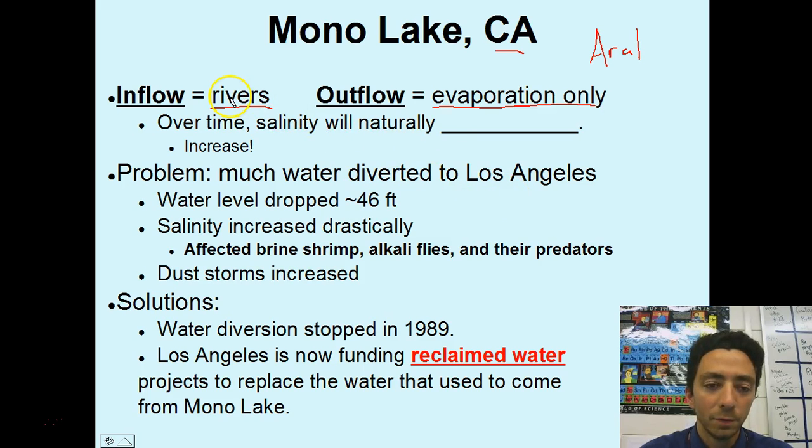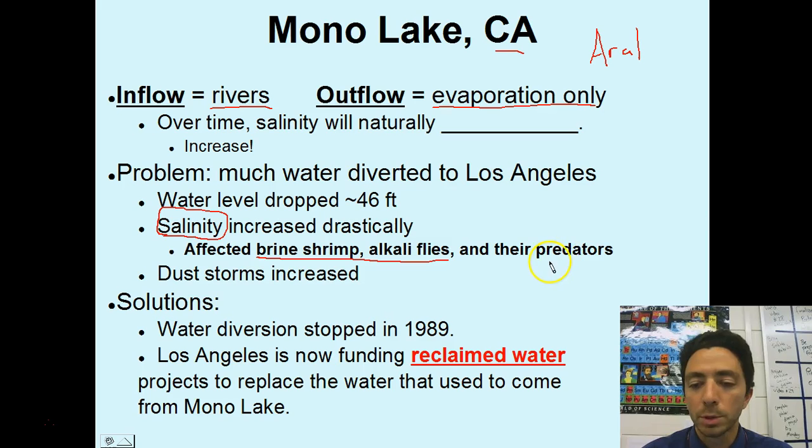And when you cut the inflow, the only thing that was happening then was evaporation at the lake. And so when it evaporated, we got a really high salinity content. A lot of salt was left behind, and that affected a lot of the animals that lived there. And so it had a very unique ecosystem of brine shrimp and alkali flies.